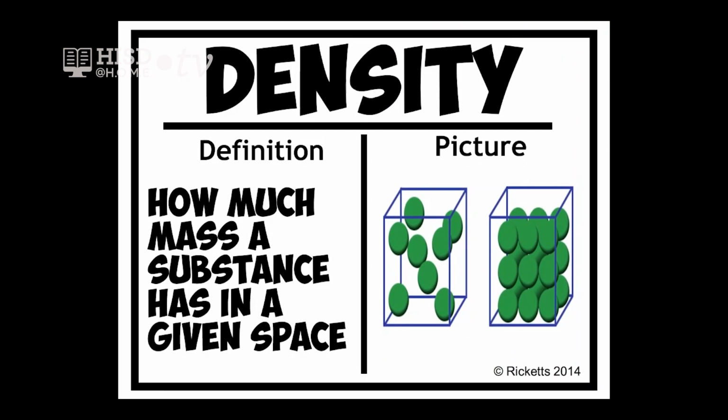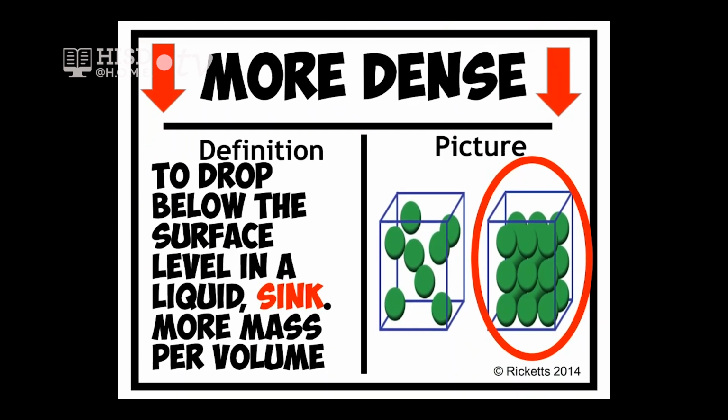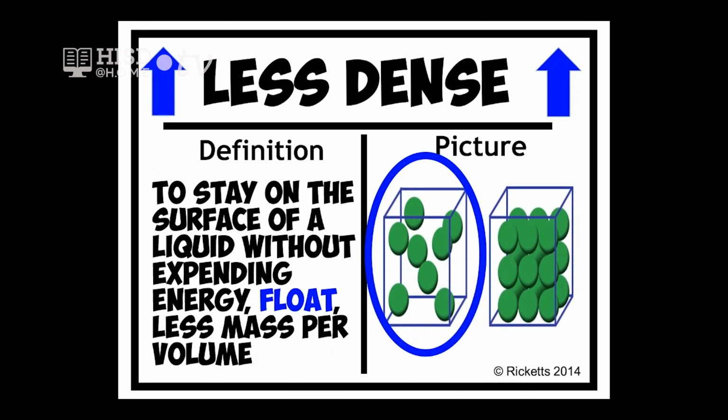Density. How much mass a substance has in a given space. More dense. To drop below the surface level in a liquid. Sink. More mass per volume. Less dense. To stay on the surface of a liquid without expending energy. Float. Less mass per volume.